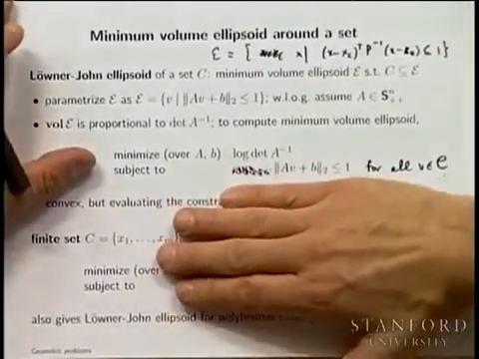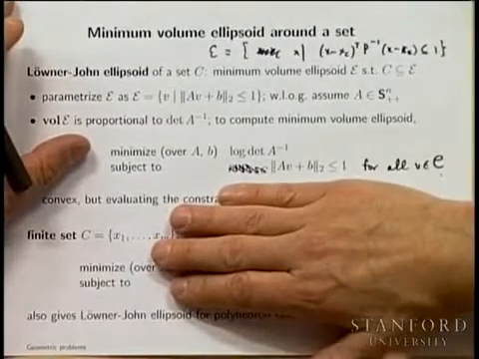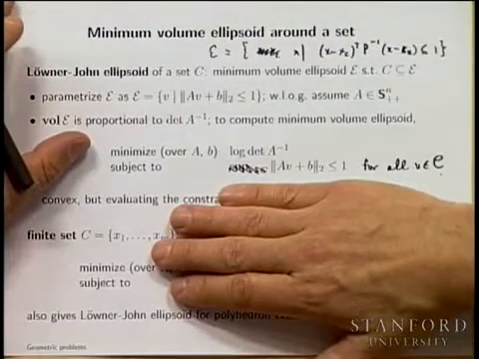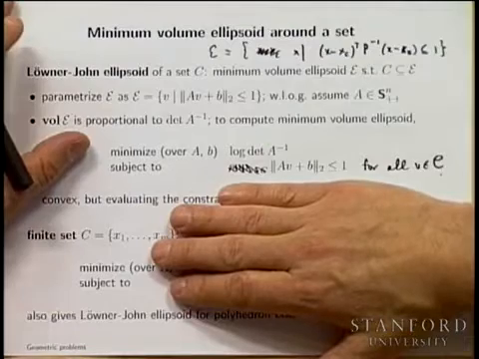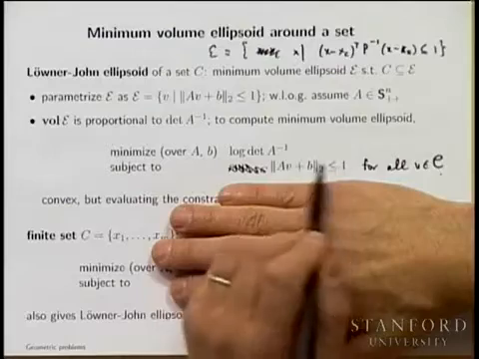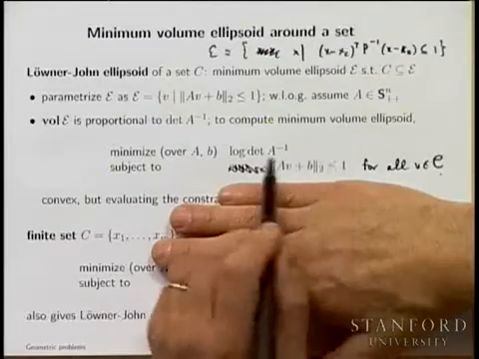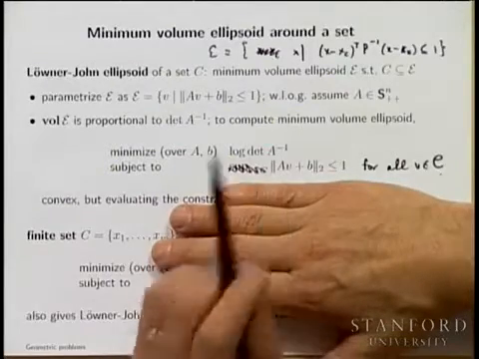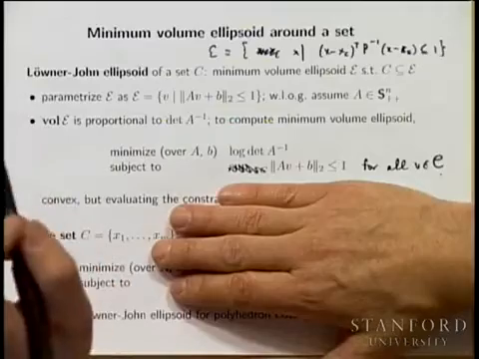Some people, by the way, would glorify it and make it very complicated and call this a semi-infinite problem. Why? Because that is a convex constraint. In fact, it's a 2-norm constraint on the variables. Now, by the way, the variables here are A and B.